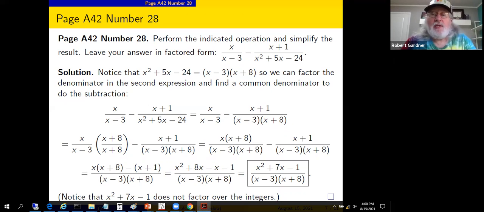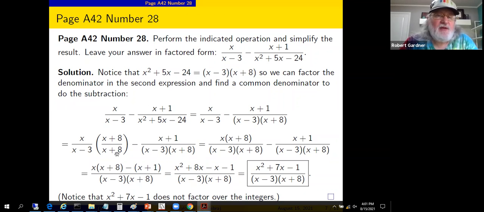Now we want to get a common denominator. This has a factor of x minus 3, so does this. So we'll need an x minus 3 in the denominator of both. This has a factor of x plus 8, so this is going to need one too. So we need to get an x plus 8 in the denominator of this first rational expression. We'll do so by multiplying by x plus 8 over x plus 8. That's just 1, isn't it? Unless x equals negative 8. That information is hidden in this quotient up here, by the way.